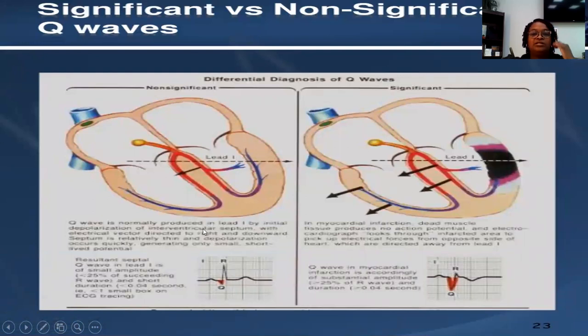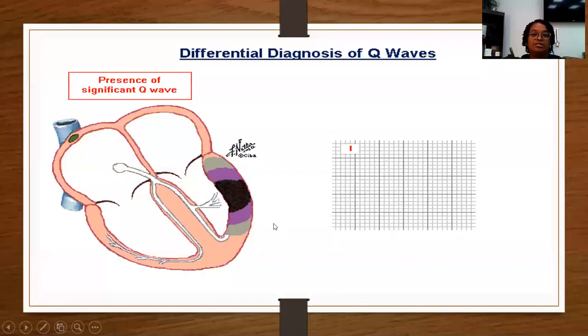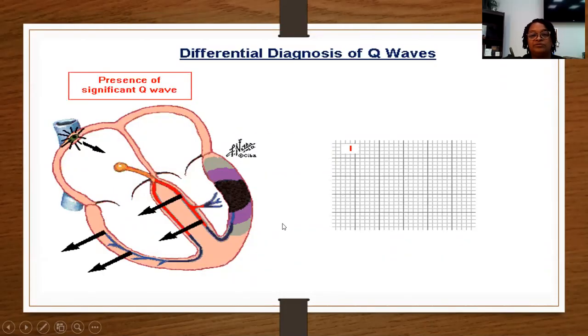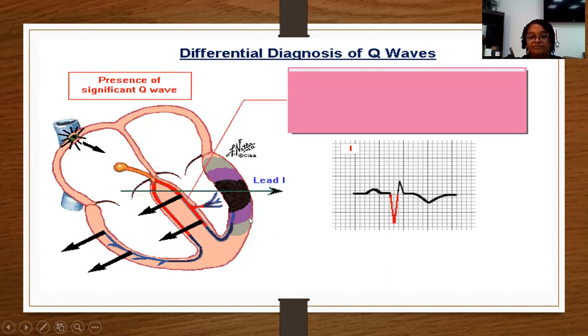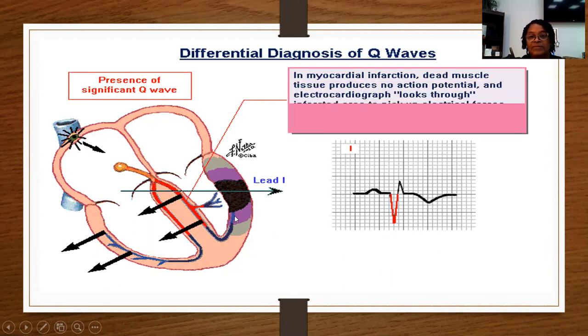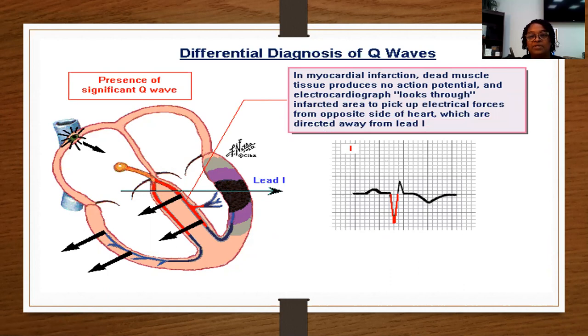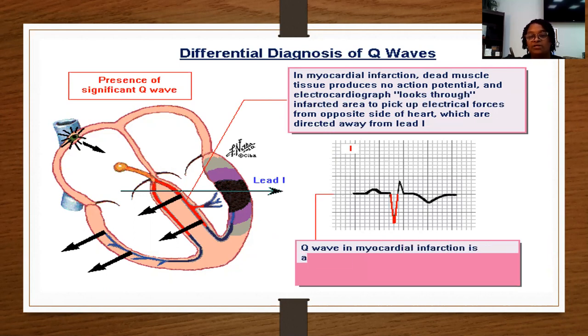On this slide, we see an illustration of your significant versus your non-significant Q wave. Here's your normal non-significant Q wave right here. And then here we see that deep significant Q wave with the infarct tissue. So here on this illustration, again, we see an example. It's going to write that Q wave for you. See here. Myocardial infarction, dead muscle tissue produces no action potential, okay? There's no electrical activity going on in that area.